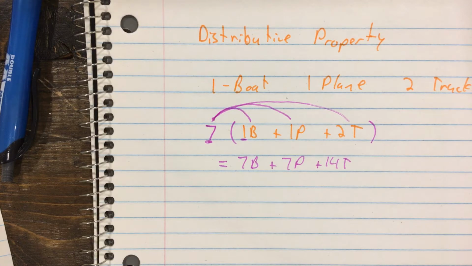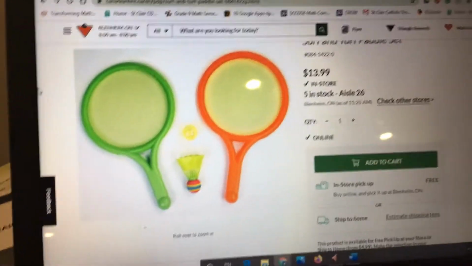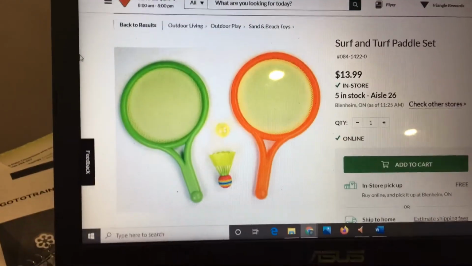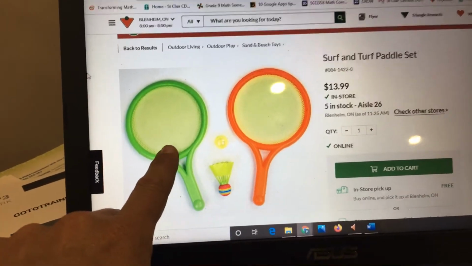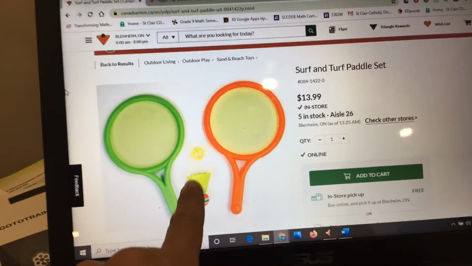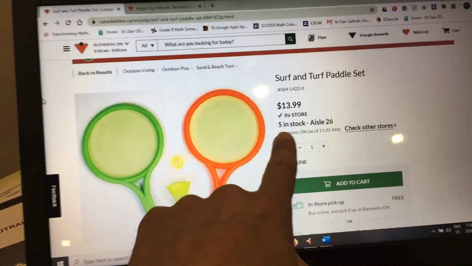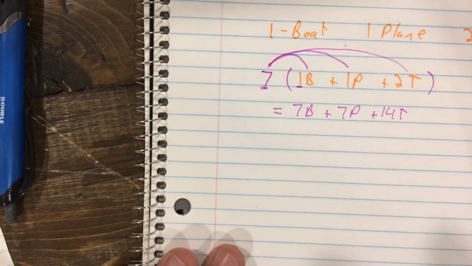If planes and trucks aren't your thing to worry about, I have some more beach toys. Look at these. They look like fun. Okay, so in this package, I don't know what this thing is, so I'm going to ignore that. But in this package, I have 2 paddles and 1 bird. Okay, so 2 paddles and 1 bird. And there's 5 in store.